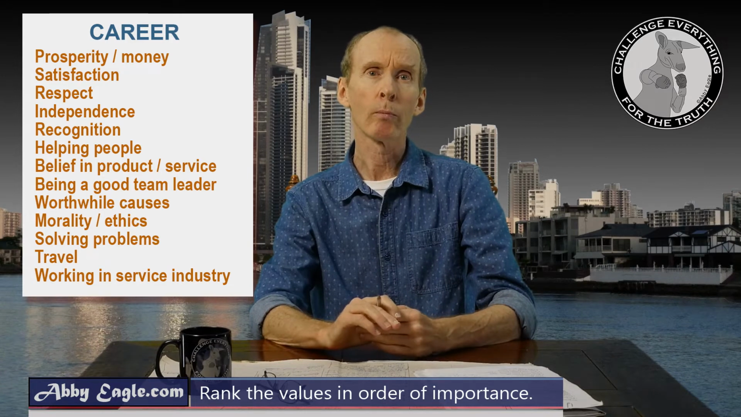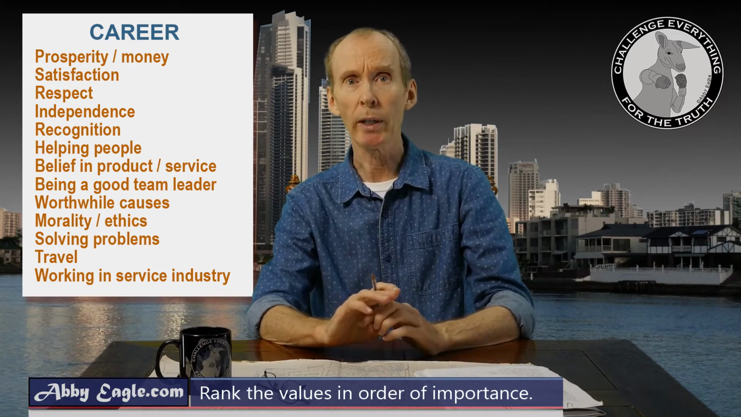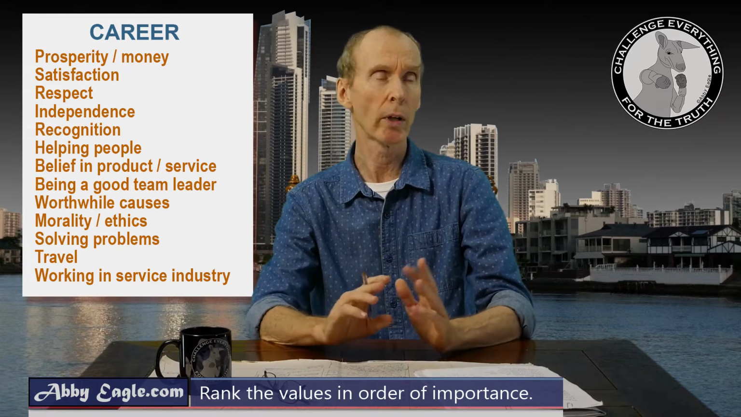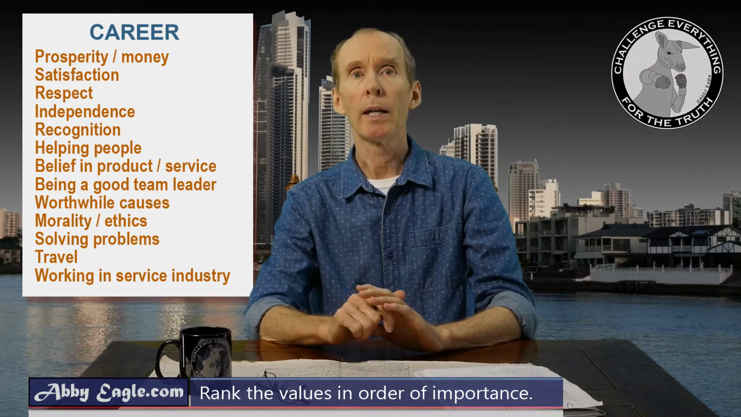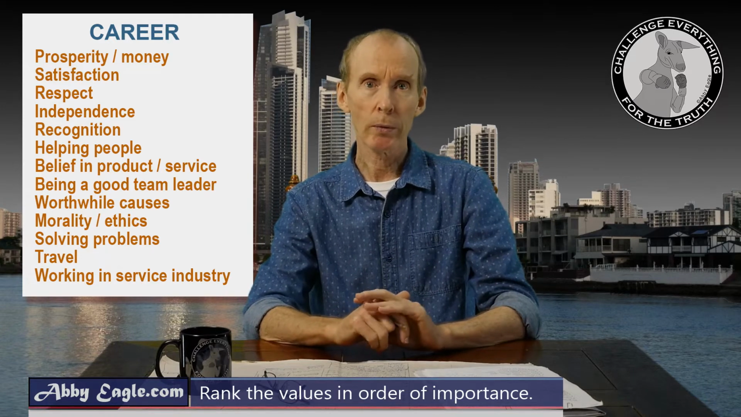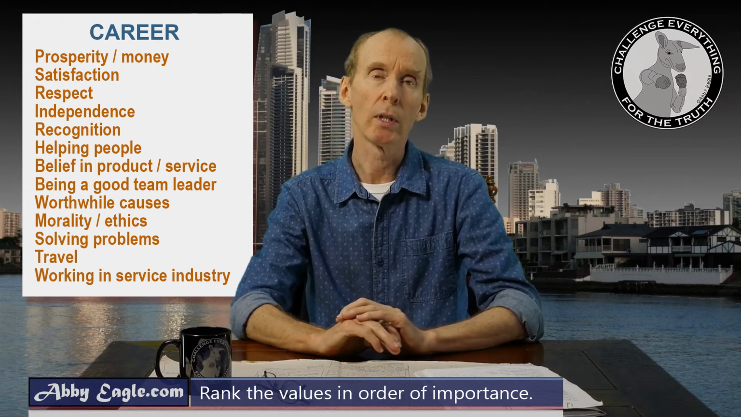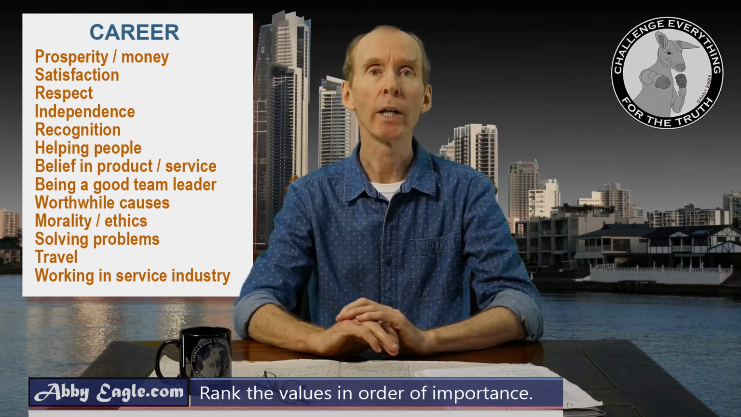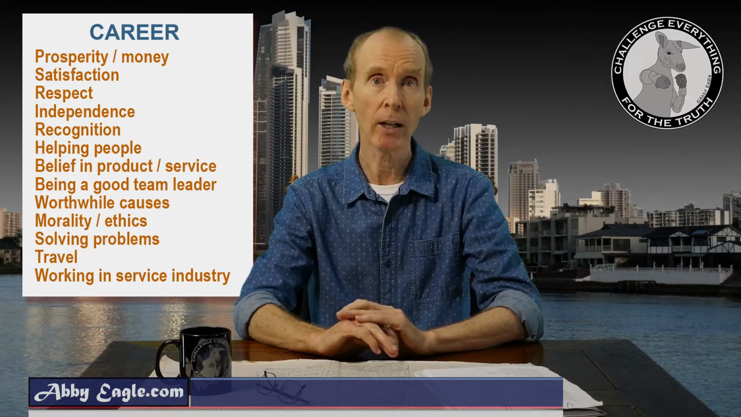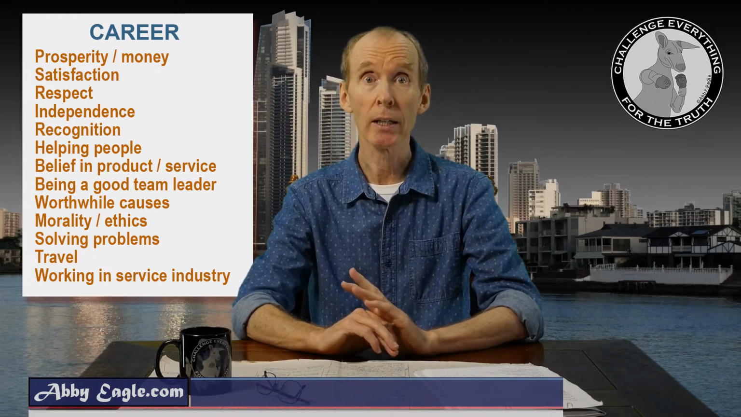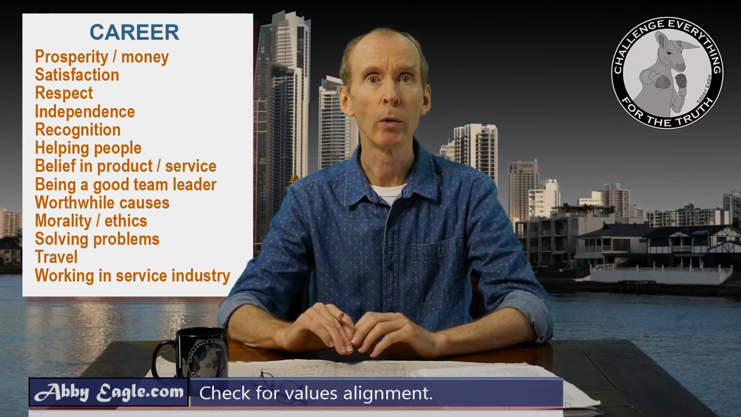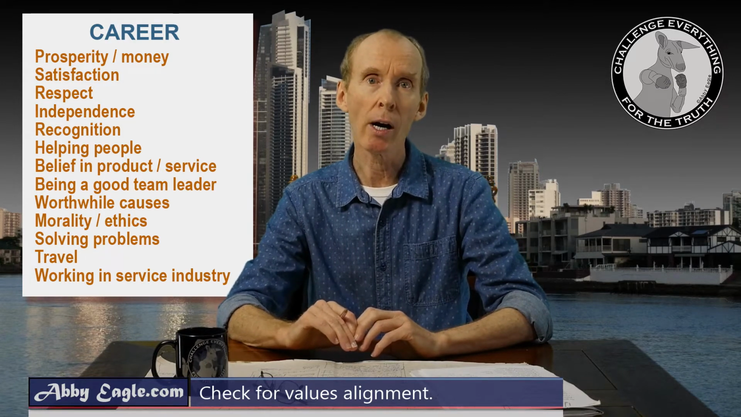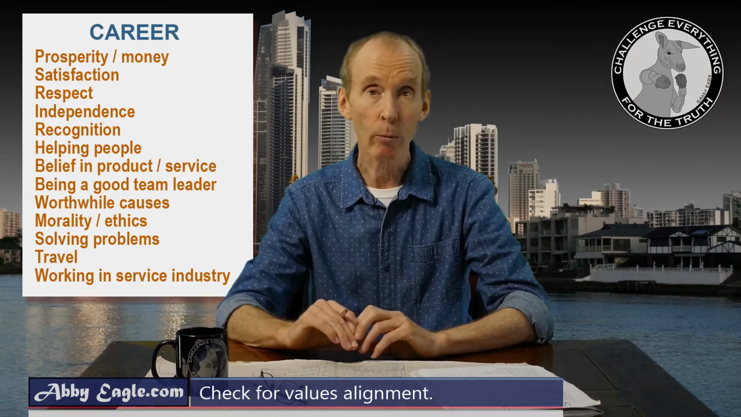So in the case of this woman, we have prosperity, money, satisfaction, respect, independence, recognition, helping people. You can see it there on the screen. Belief in product service, being a good team leader, worthwhile causes, morality/ethics, solving problems, travel, working in the service industry. All right. So you get your list, you get your hierarchy of values for that context. So now you've got to check for values alignment. What you do that by running the entire hierarchy through a piece of content and calibrating the feedback.